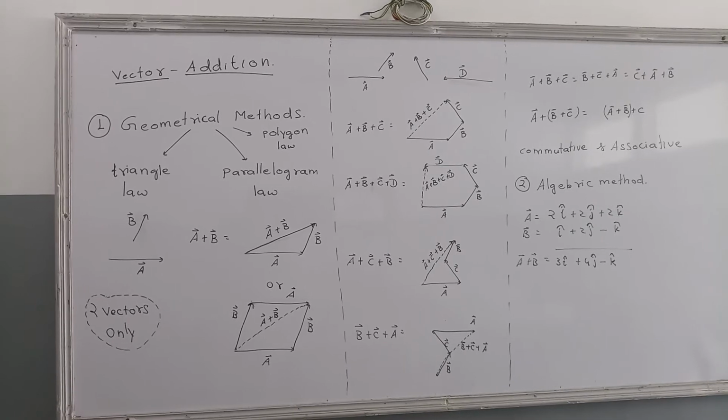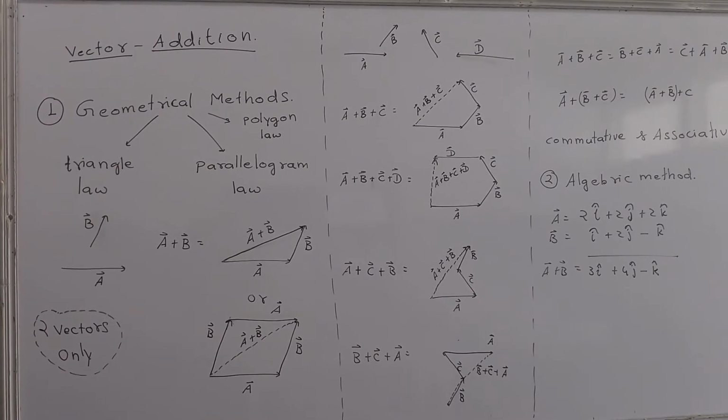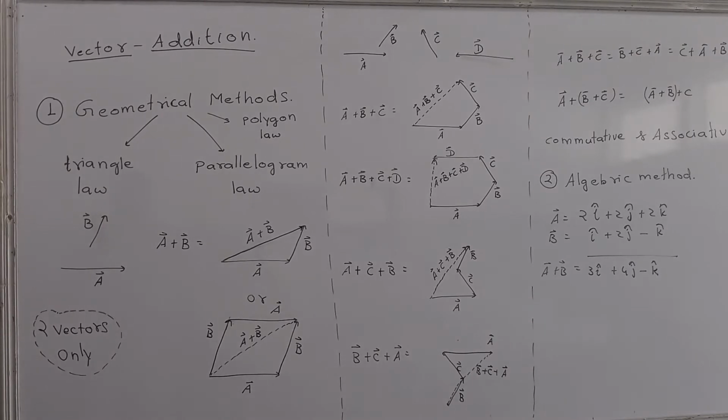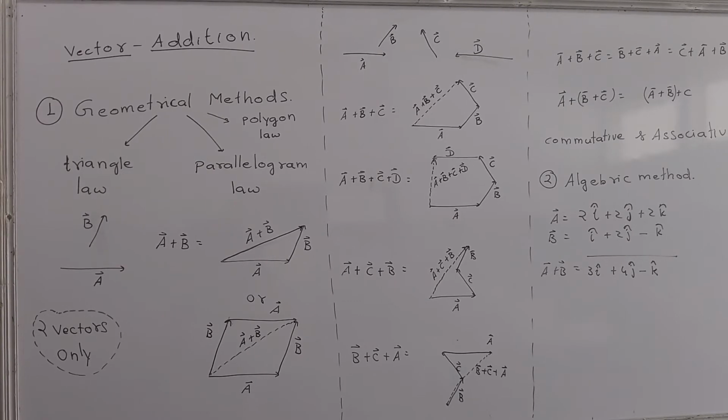Today we will learn some more operations of vector algebra. The first of these operations is vector addition. That means how are two different vectors added together. And if you see, there are various methods of adding two vectors. In this video, we will be discussing two such methods.